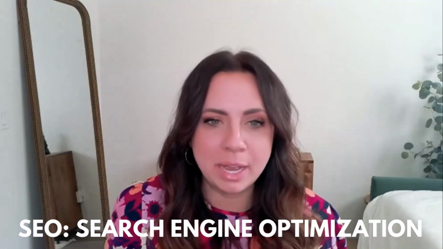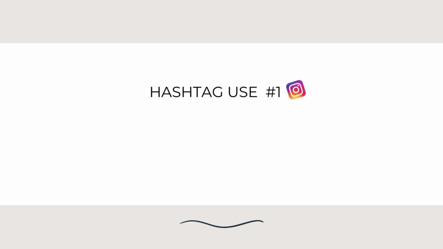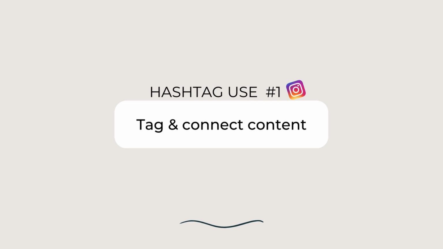The three ways Instagram hashtags are used is, number one, to tag your content to connect it with other type of content and let Instagram understand what your content's about. Instagram is a search engine, and hashtags are one way that we can signal to Instagram what our content's about. So we need to make sure that we are using hashtags specific to the content that we're creating so that we can send an accurate message to Instagram about the content we're creating.